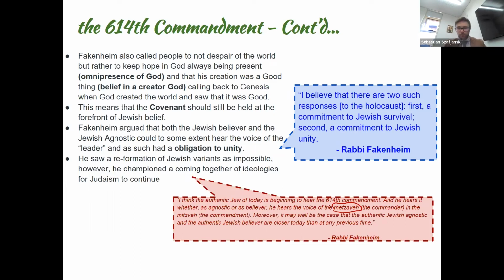We'll have a brief look at this idea of the Haskalah very soon, but the Haskalah was the Jewish Enlightenment, and in the mid to late 1800s, there was a big split in the ideology of Judaism between the agnostic Jewish person and the completely religious Jewish person. And so he's saying that post-Shoah, there is this coming together of ideology and this possibility of coming together.